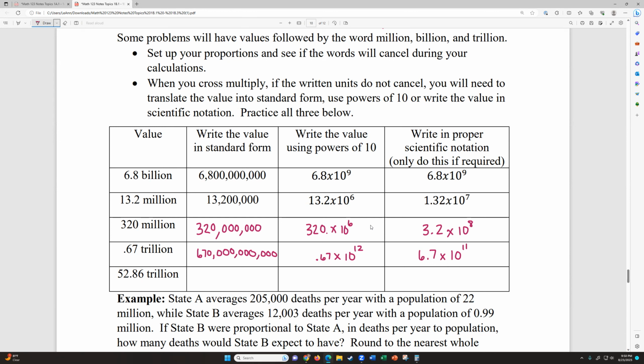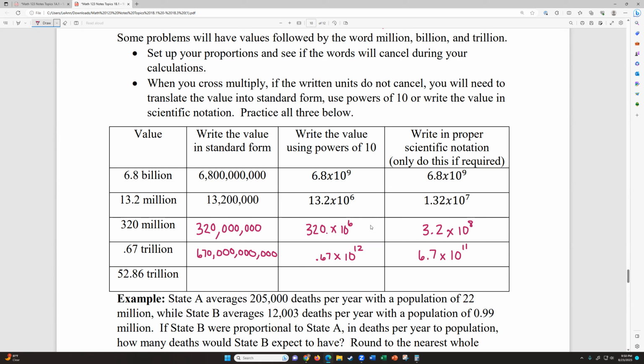Why is it 670? Well, because if there was a 1 here, then this would be 1,670,000,000,000 if you read it. I can check this though. This is 6.7 times 10 to the 11th. That means I move my decimal 11 places to the right to put it in standard form. So 1, 2, 3, 4, 5, 6, 7, 8, 9, 10, 11. Okay, so this one would probably be one of the trickiest ones.